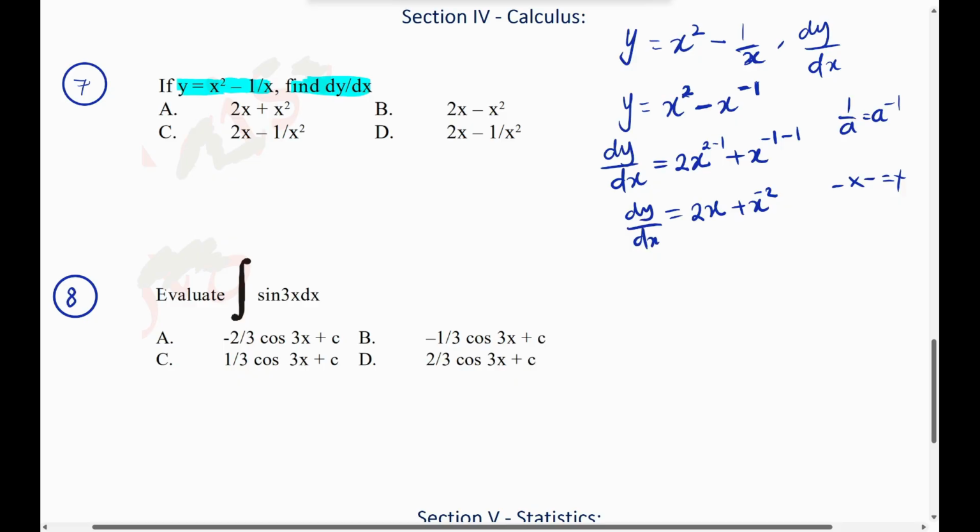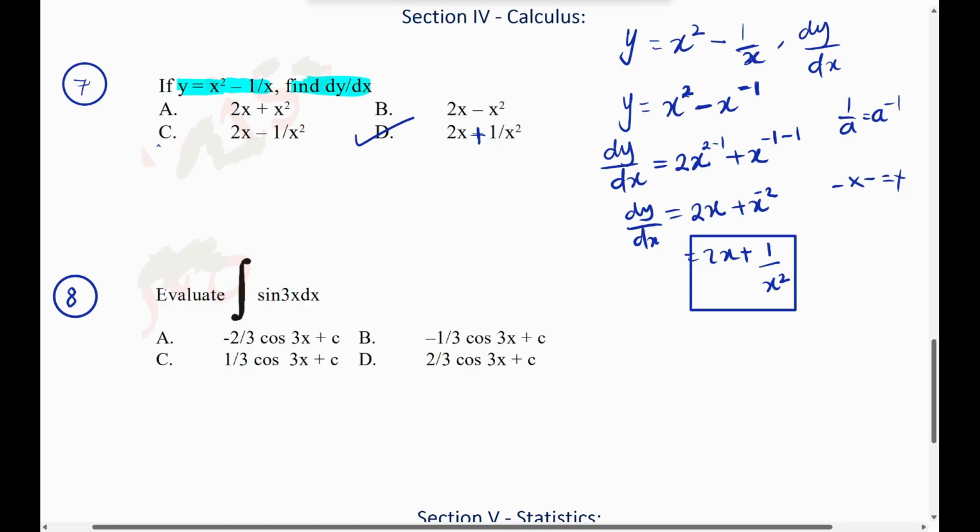Then basically we can rewrite it as 2x plus x to the power of minus 2, which is the same thing as 1 over x squared. So this is our answer, and that is option... let's see, what option is that? Okay, so there must have been a mistake. If you look at C and D, they are basically the same, so one of them should be the answer. Let's just assume that this is the plus. So 2x plus 1 over x squared, and the answer is D.